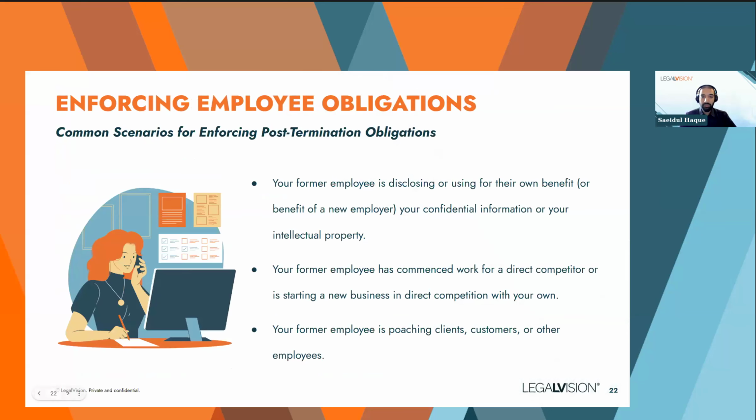The common scenarios where you might need to take steps to enforce post-termination obligations are as follows. It may be that your former employee is disclosing or using for their own benefit, or perhaps even the benefit of their new employer, your confidential information or your intellectual property. You may also have a situation where your former employee has commenced work for a direct competitor or started a new business in direct competition with your own, which is commonly the case. You may also need to consider action if your former employee is poaching your clients, customers, or perhaps even other employees. But you may be wondering, well, what do you do when you face one of these scenarios?